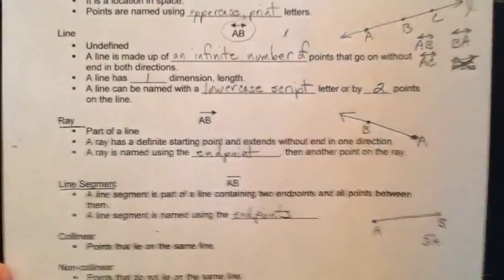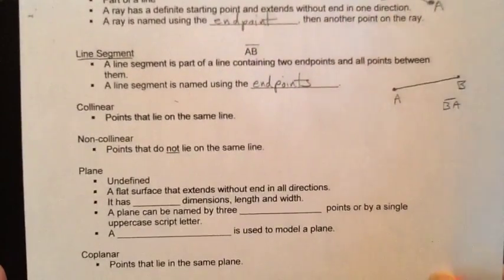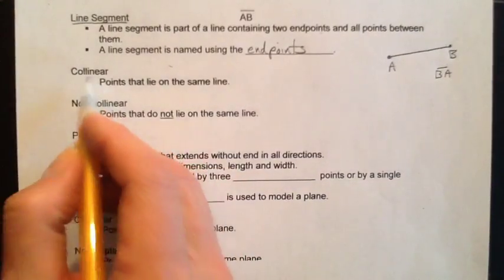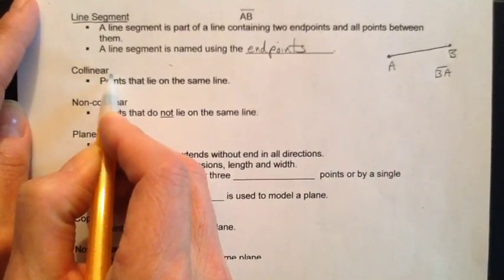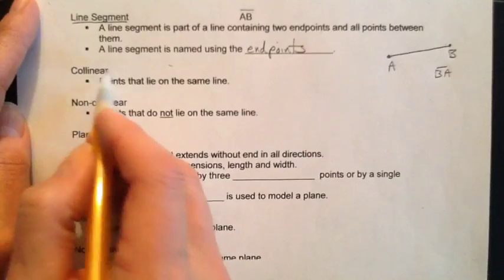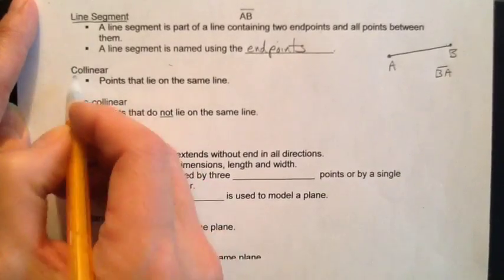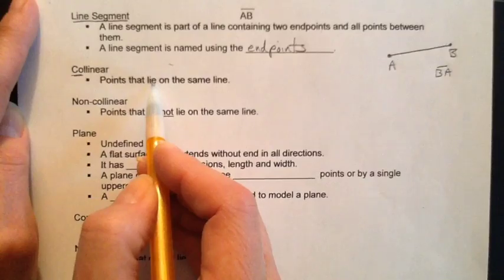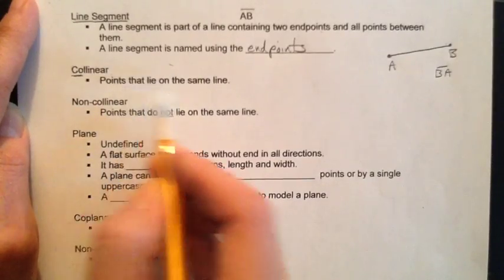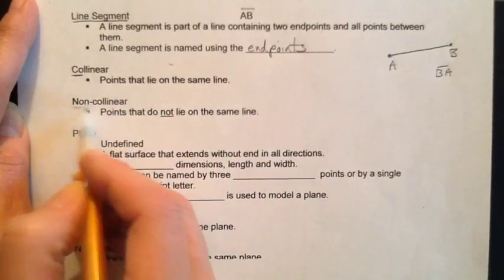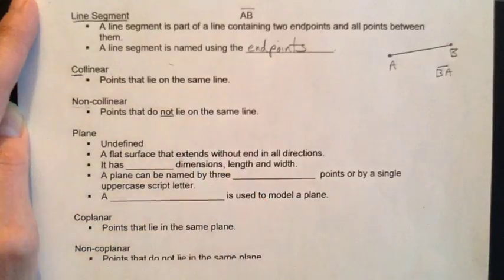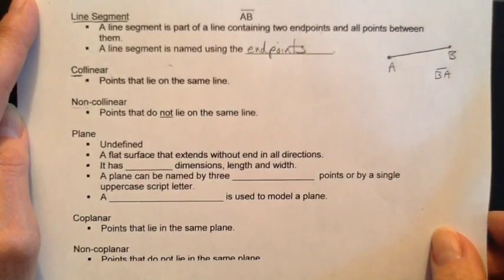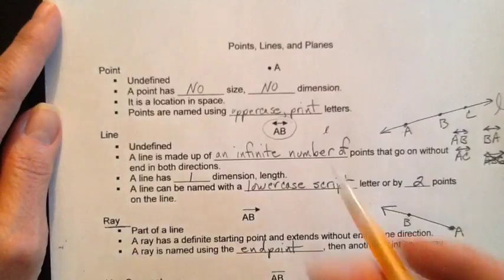All right. Two terms that are new, but I think fairly simple terms to understand. Collinear, if you were co-captains, together you would be captains of a team. So co meaning together, points that are together on the same line, that lie on the same line. Non-collinear, they do not lie on the same line. Okay? All right.